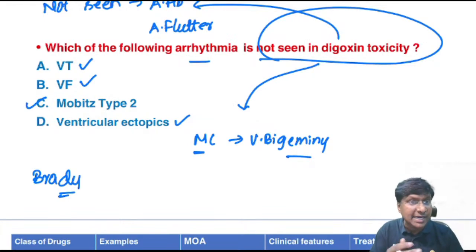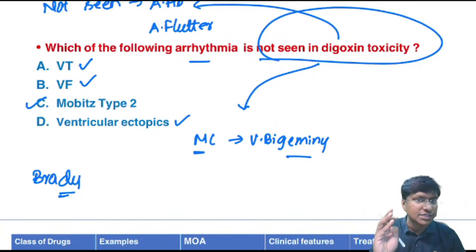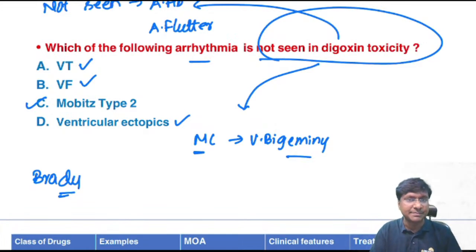It comes under your cardiac glycoside. And what are all the examples of your cardiac glycosides? That is digoxin as well as digitoxin. And what is the mechanism of action of these cardiac glycosides? Mechanism of action is the inhibition of cardiac sodium potassium ATPase membrane pump, right?